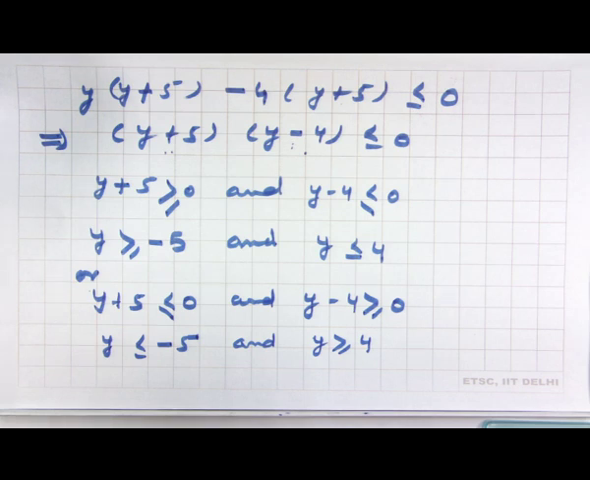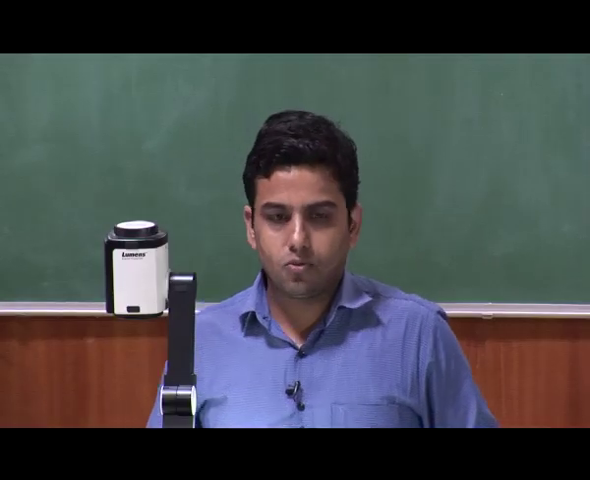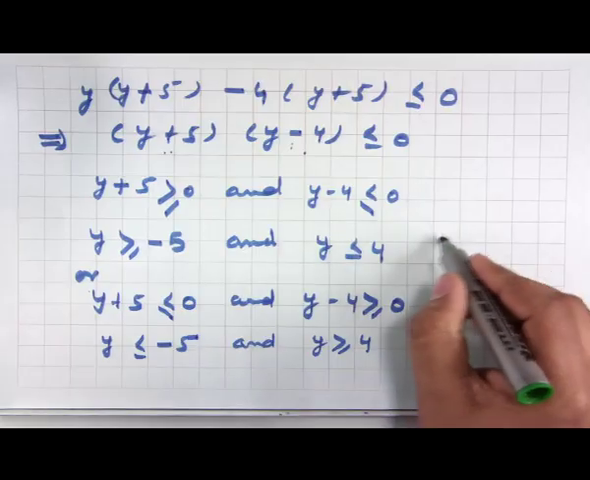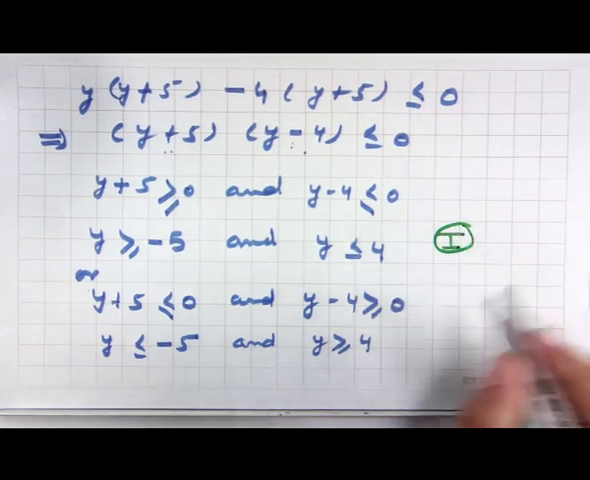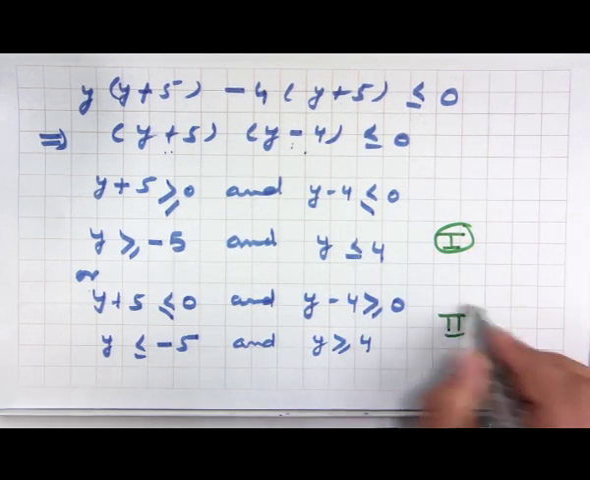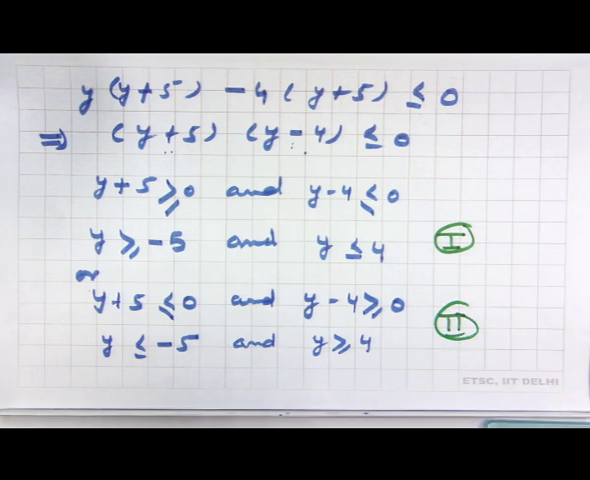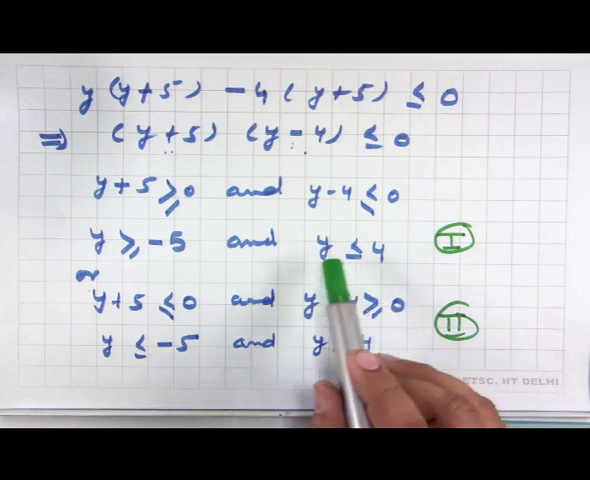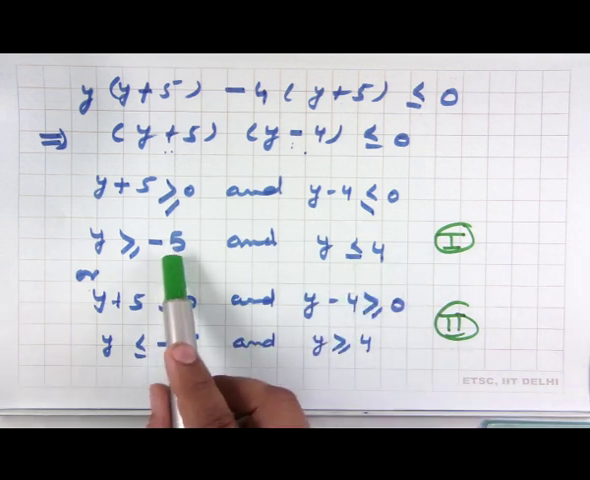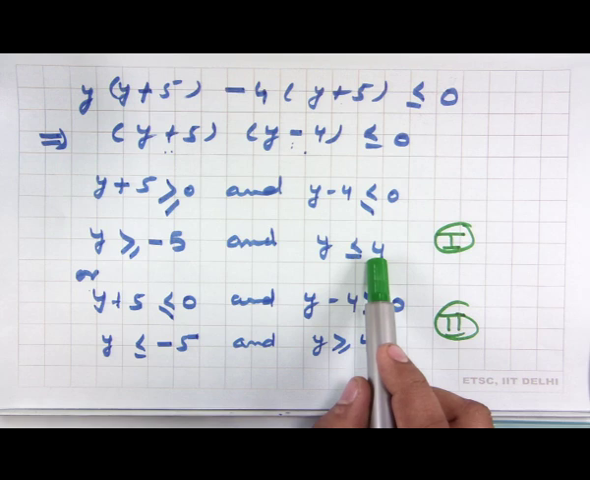Now you got the two results. Here in the first result, y is greater than or equal to minus 5 and y is less than or equal to 4, that is your first result. And in the second result, y is less than or equal to minus 5 and y is greater than or equal to 4. Because y less than minus 5 and y greater than 4 cannot happen at the same time, the first result is y greater than or equal to minus 5 and less than or equal to 4.